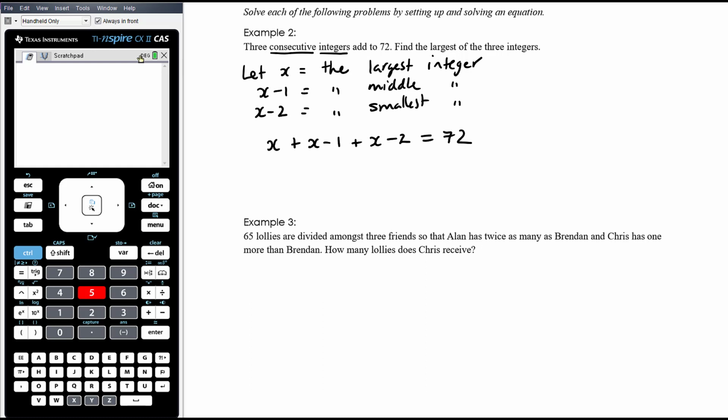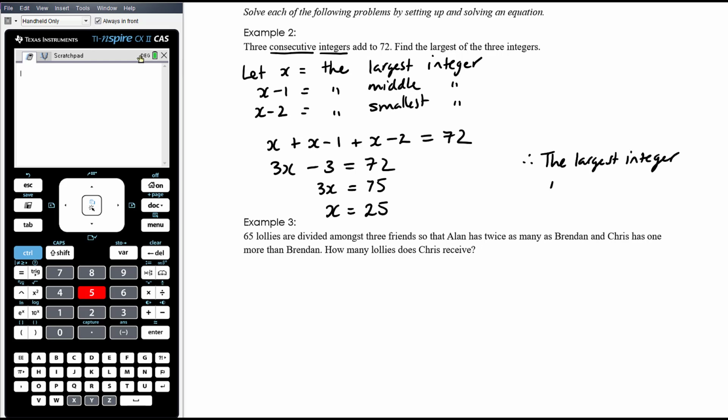Now solve your equation. So 3x minus 3, collecting like terms on the left, equals 72. So 3x equals 75, adding 3 to both sides, and dividing both sides by 3, 75 divided by 3 is 25. So therefore, the largest integer is 25, which means that the 3 integers, if the question had said find the 3 integers, that would be 23, 24, and 25. It might say find the smallest integer, whatever it is. Make sure that you've answered the question.